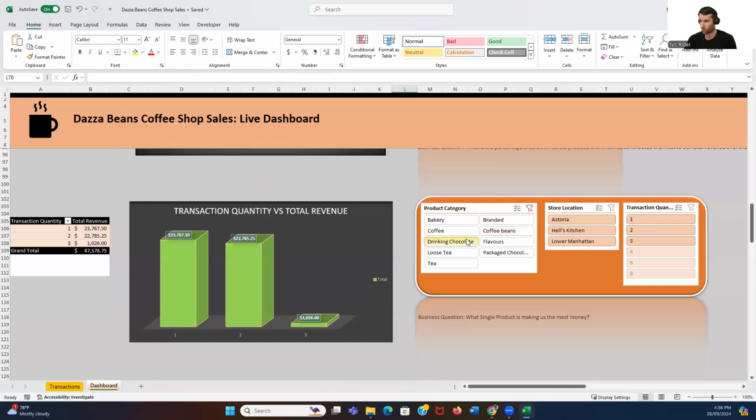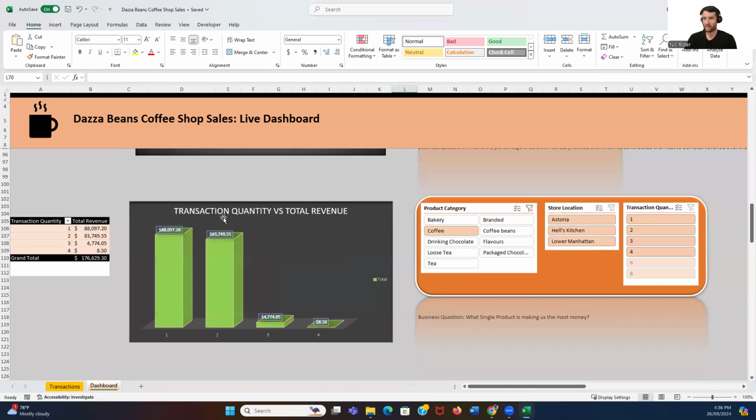We'll just go to one more, just drinking chocolate. So there are some people drinking chocolate, but the majority focus is on coffee and in the bakery, in addition to tea. So tea, 63K, 61K. So if we're looking at tea, one to two teas being sold makes up 124K. With coffee, we're looking at 170.